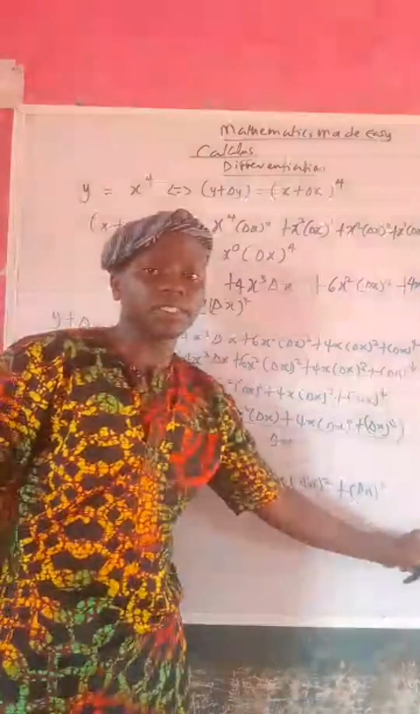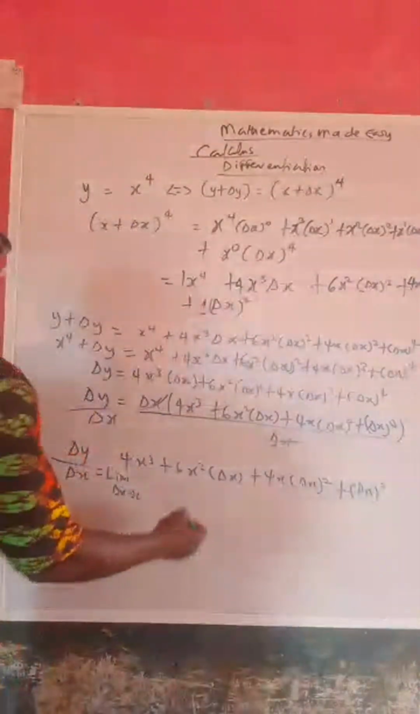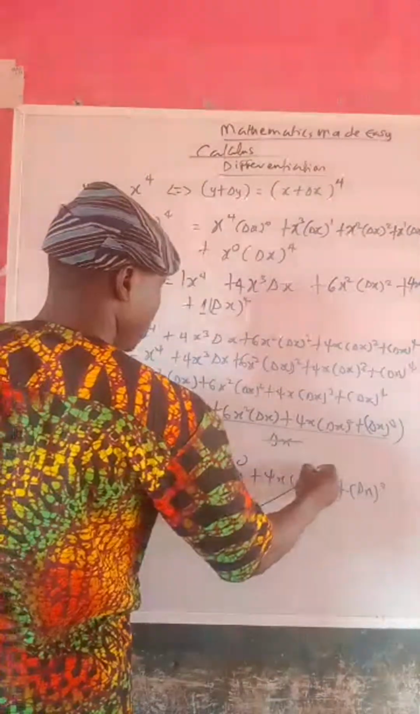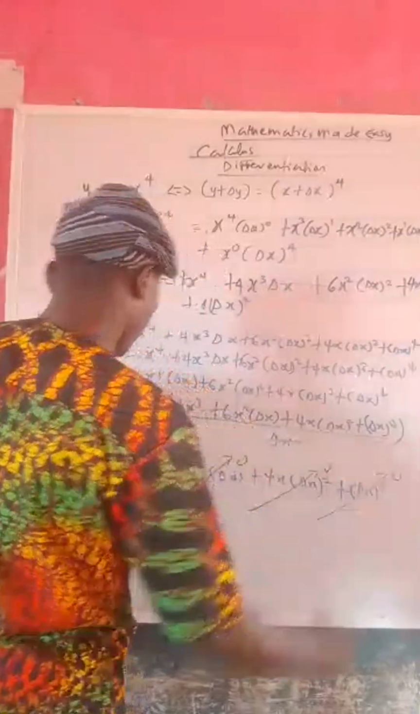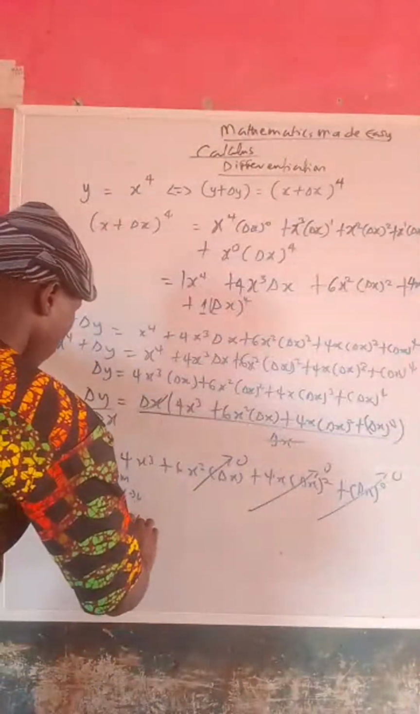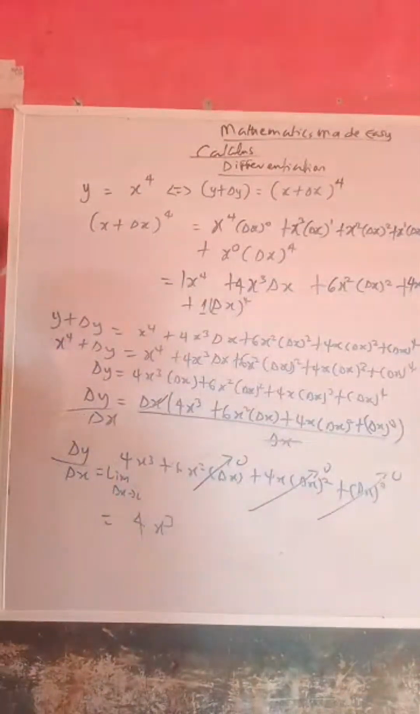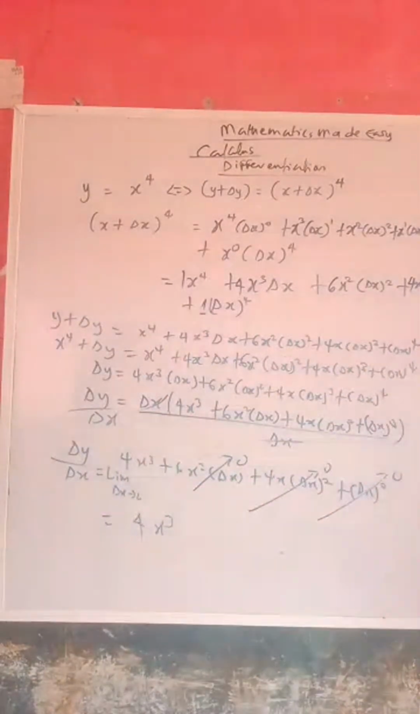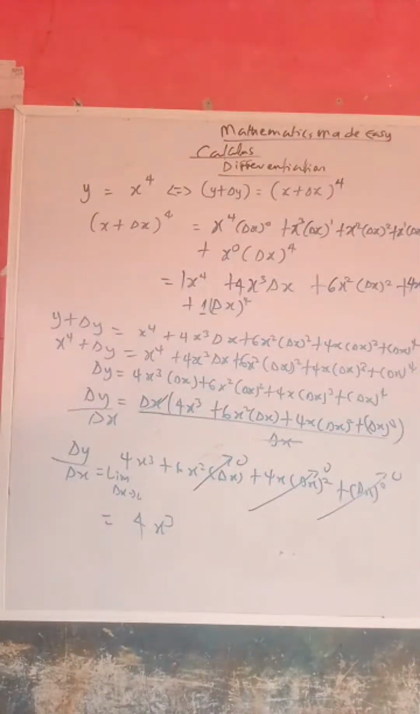So anywhere you see increase in x, you put what? You put 0. So put 0 here, you have 0. Put 0 here, you have 0. You put 0 here, you have 0. So what you have now is what? 4x to the third power. I hope we understand that very well.